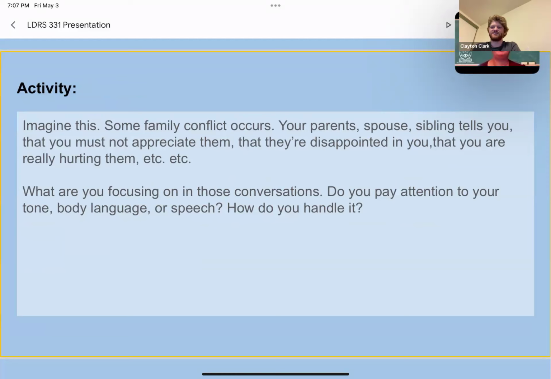Your parents, your spouse, your sibling, whoever, they tell you that you must not appreciate them, that they're disappointed in you, and that you are really hurting them, etc. I want you guys to tell me, what are you focusing on in those conversations? Do you pay attention to your tone, your body language, and your speech? How do you handle that situation? Are you aware of these things? Just let me know.